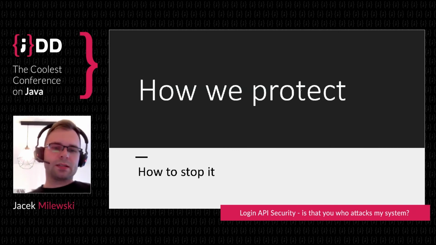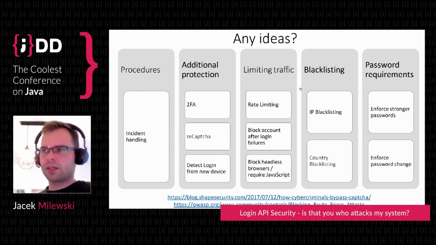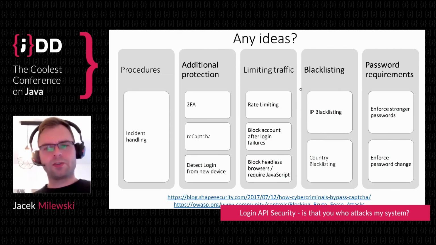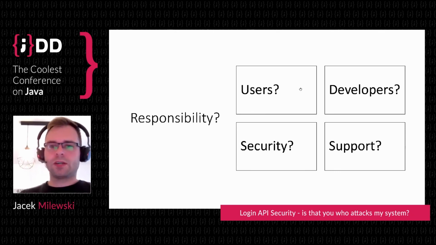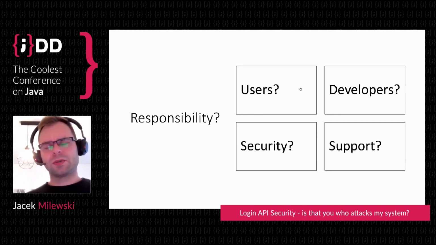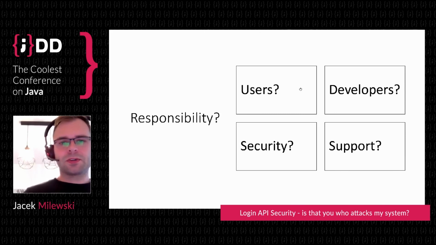So how do we protect? How to stop it? I have a big slide with a lot of ideas. Maybe we can come back to it later. However, each of those ideas by itself doesn't help, but as a group, when those ideas are linked together, they give very good protection against the attacks. So whose responsibility is it to have a secure password? Maybe a secure system. Maybe I will leave this answer to you. Whether those are just the users that might not be aware, developers that are developing the system, the security. I think it's a matter of culture.